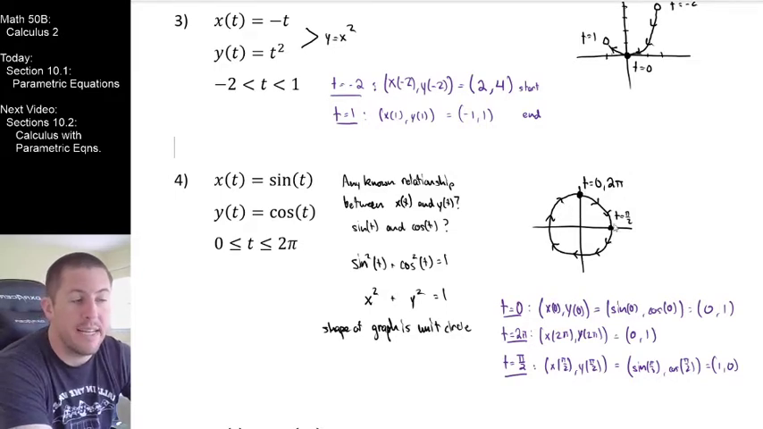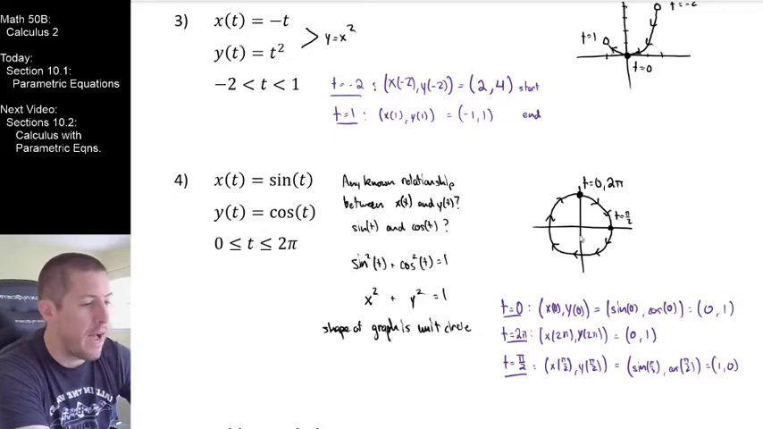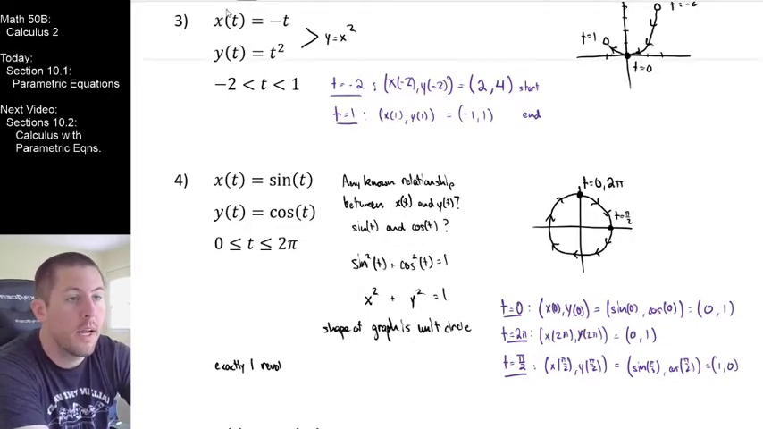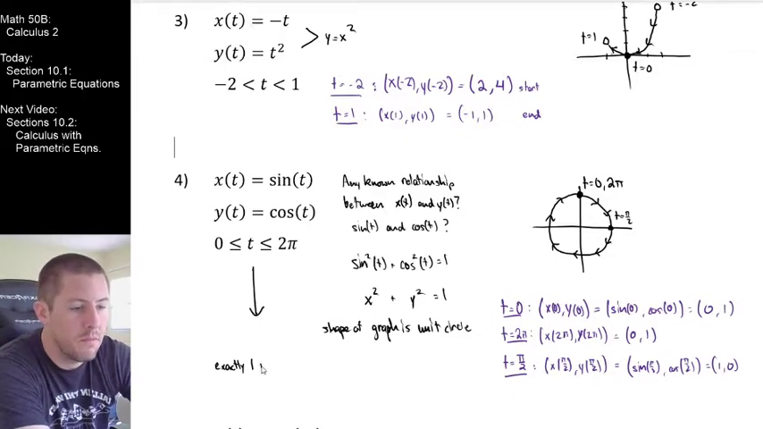And it looks like we did exactly 1 lap. We started at the top and we ended at the top. So this is exactly 1 counterclockwise revolution around the unit circle, starting from 0, 1.